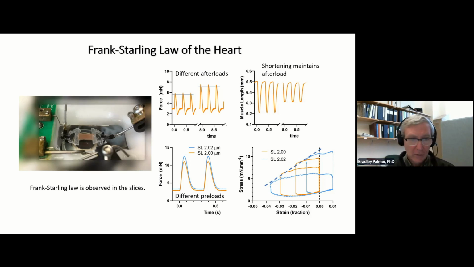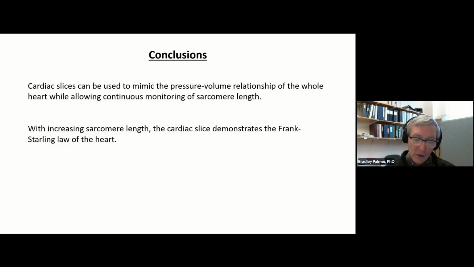So in conclusion, I'd just like to note that cardiac slices can be used to mimic the pressure-volume relationship of the whole heart while allowing continuous monitoring of sarcomere length. And with increasing sarcomere length, the cardiac slice demonstrates the Frank-Starling law of the heart.